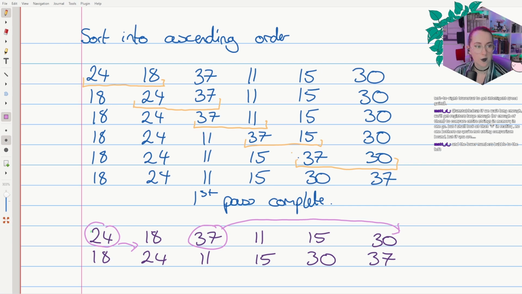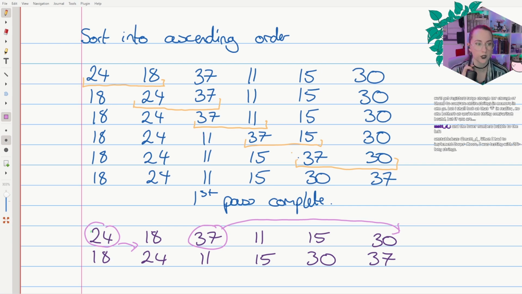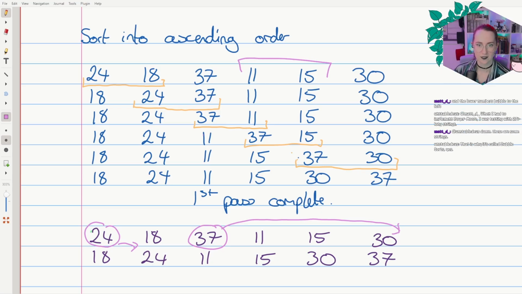So the lower numbers bubble to the left. Yes, but it's more the action of the single bigger number moving. Maybe this isn't necessarily the best example, but 11 and 15 aren't going to get swapped until quite late, because the 37 is sort of doing all of the heavy lifting, comparing things to the right.